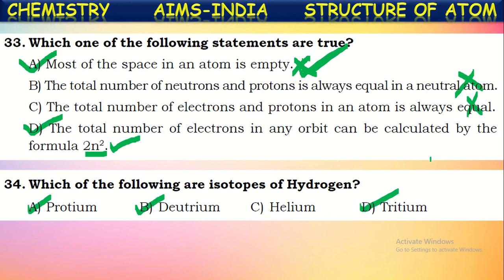First, do you remember what is meant by isotopes? Isotopes means atoms of the same element with different mass numbers. Atoms of the same element with the same atomic number but different mass numbers are called isotopes. So here hydrogen has 3 isotopes: protium, deuterium and tritium. These three are the isotopes of hydrogen.